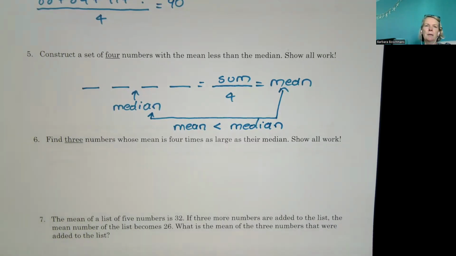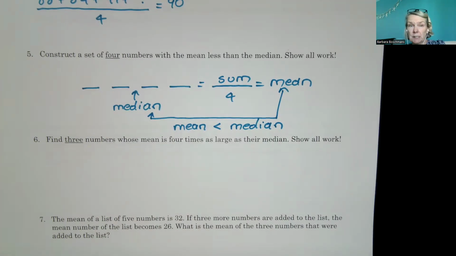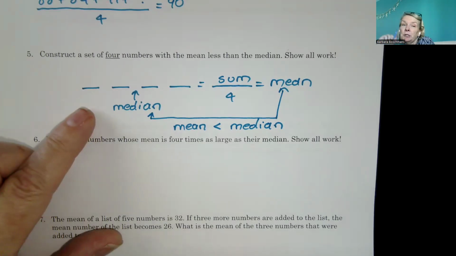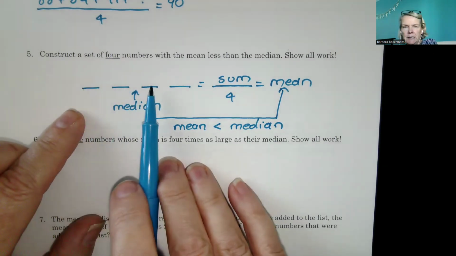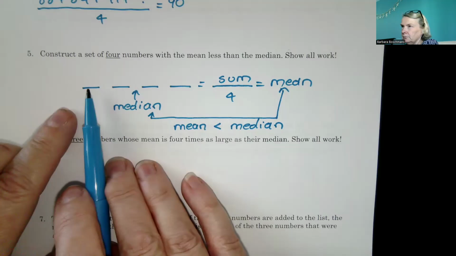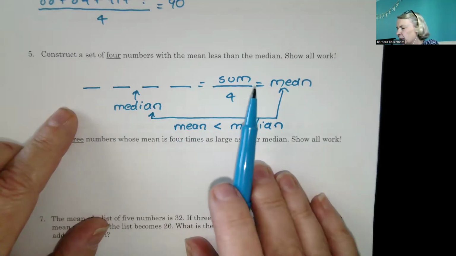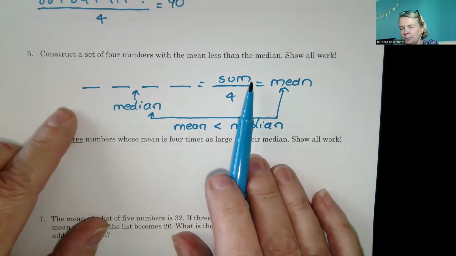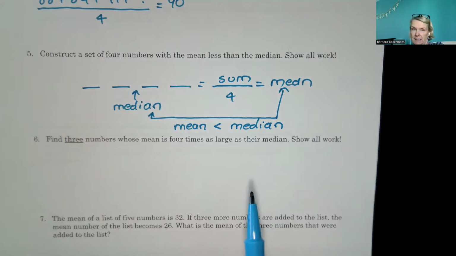Make up numbers. I would start small. The median is going to be the average, the mean of the 2 middle numbers, but you can make those the same. So if you make them both the same, remember you have to do them in order, so you cannot make this one bigger. So pick a mean, make it a number that is smaller, and then figure out what the sum has to be when you divide it by 4. That would make your mean less than your median.